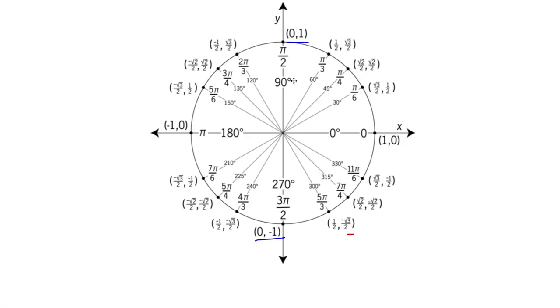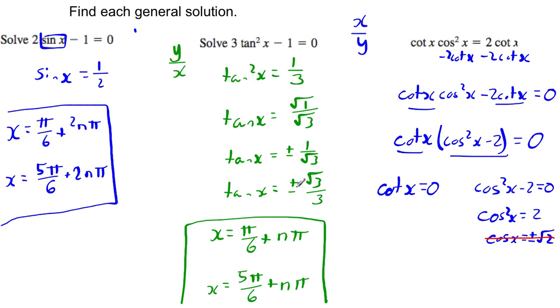But rather than saying pi over 2 plus 2n pi and 3 pi over 2 plus 2n pi, yet again notice I'm just going half of a circle. So I can say that the answer here is pi over 2 plus n pi. Yet again, when we have this cotangent or this tangent, we're adding n pi as opposed to 2n pi.